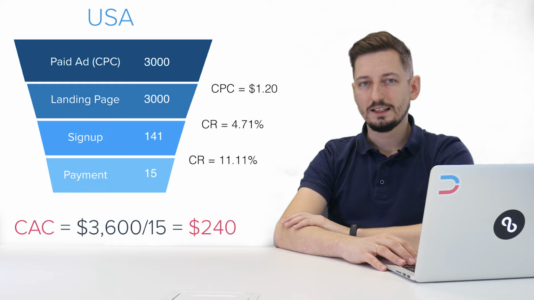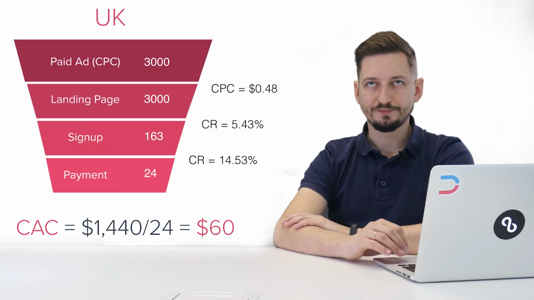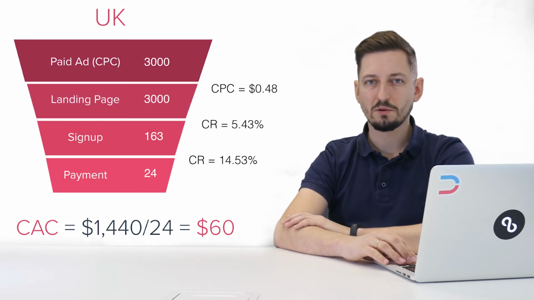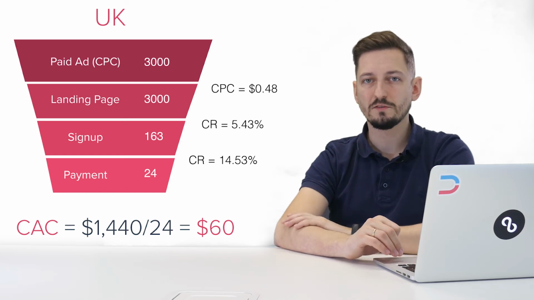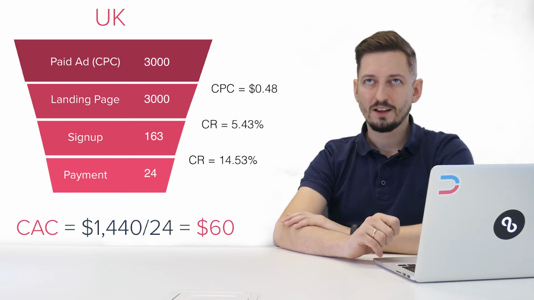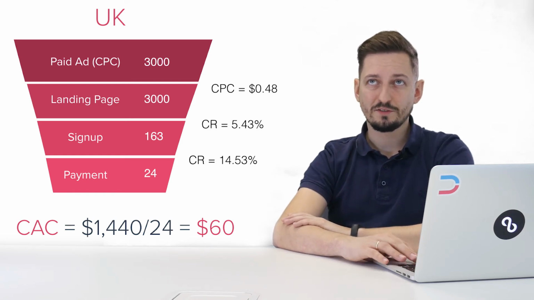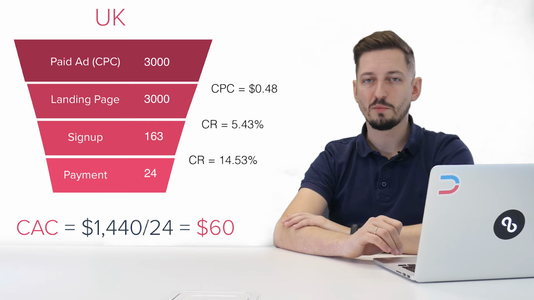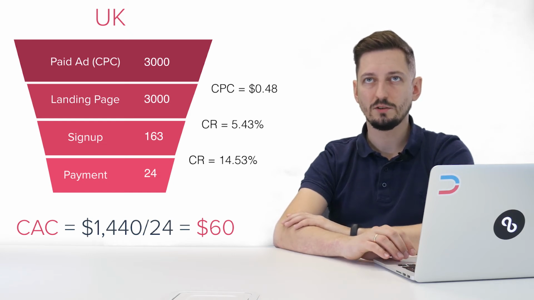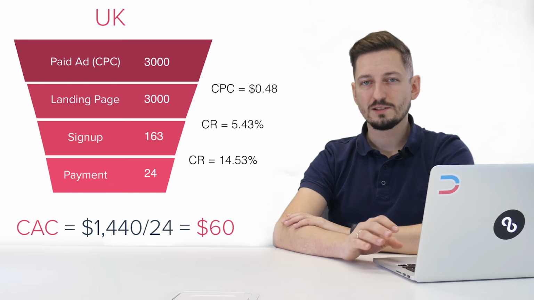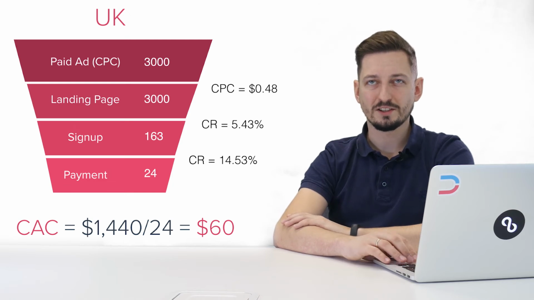Now, let's take a look at the United Kingdom. Again, the same number of visitors land on our landing page, driven from the paid ads. But what is worth noticing here is that the CPC on the UK market is only $0.48, which is a lot cheaper than in the US. But let's move further across the funnel.